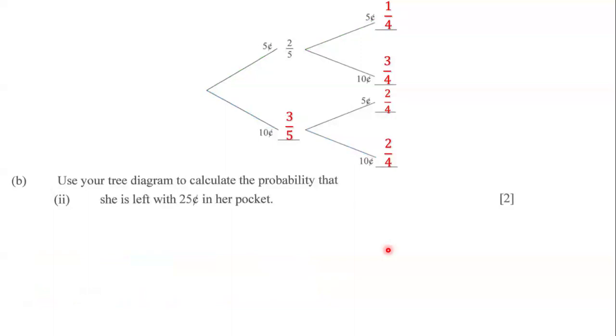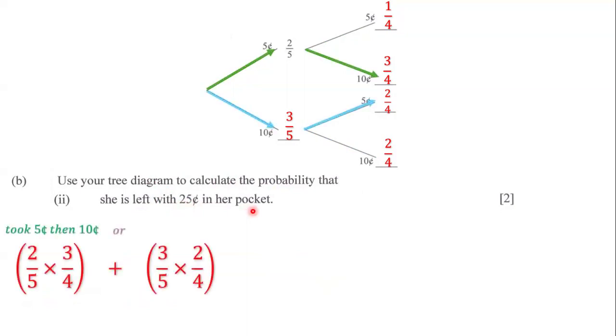Next, it says use your tree diagram to calculate the probability that she is left with 25 cents in her pocket. Okay, so the probability that she's left with 25 cents in her pocket.